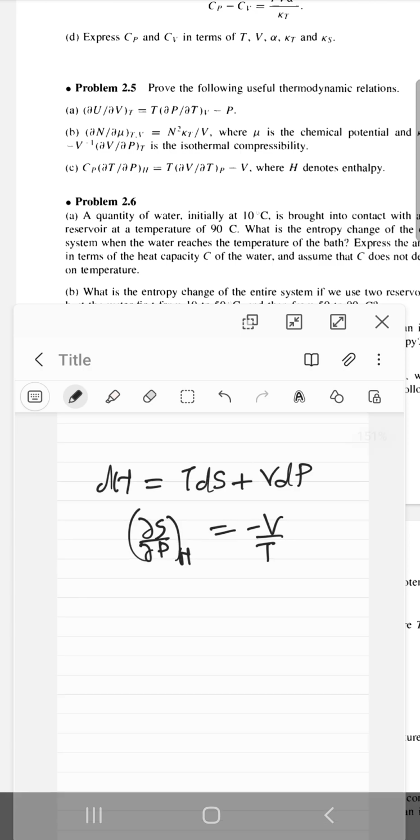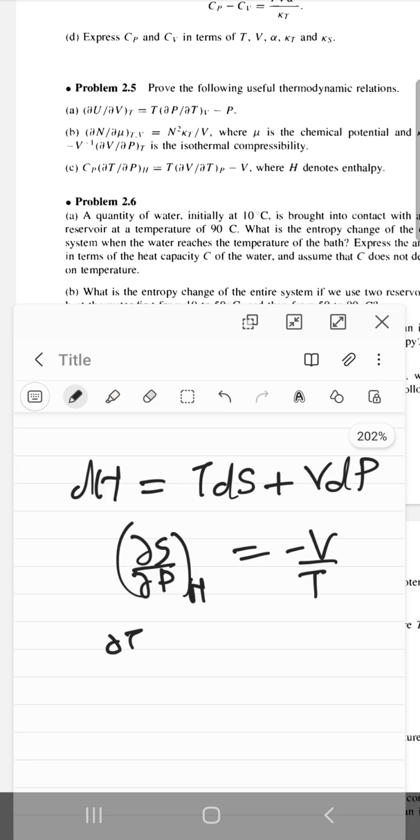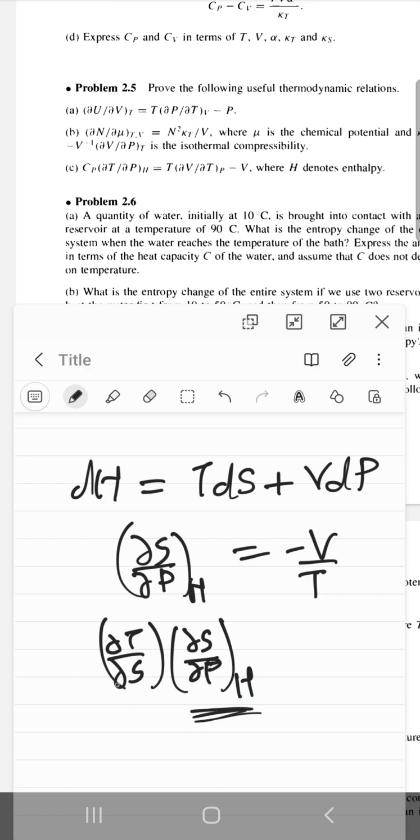Let's just try to figure out some stuff. So you can write it as partial T by partial S times partial S upon partial P at constant enthalpy. So this part is figured out. Now this is completely just this quantity. Like what's partial S upon partial T at constant enthalpy? Yeah, that's not very helpful, is it? It's not. Constant enthalpy is a difficult situation actually.